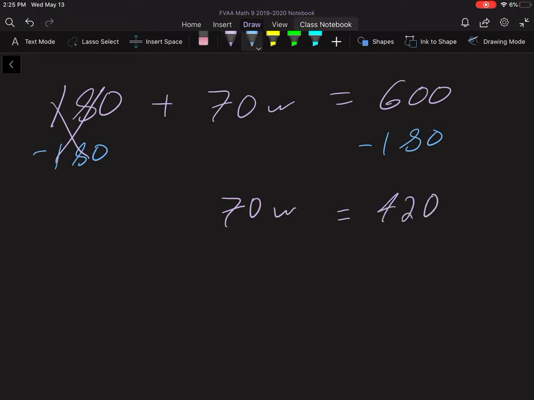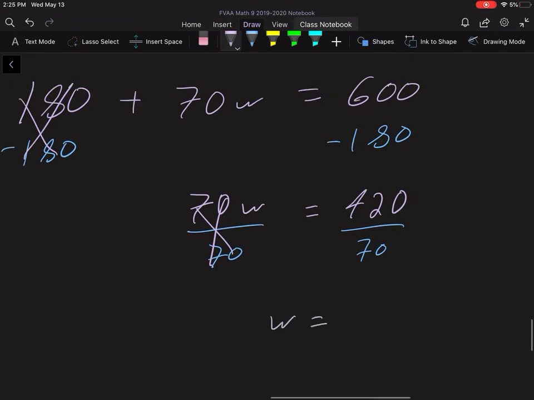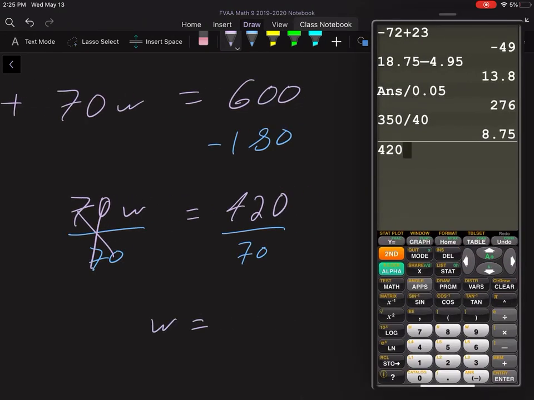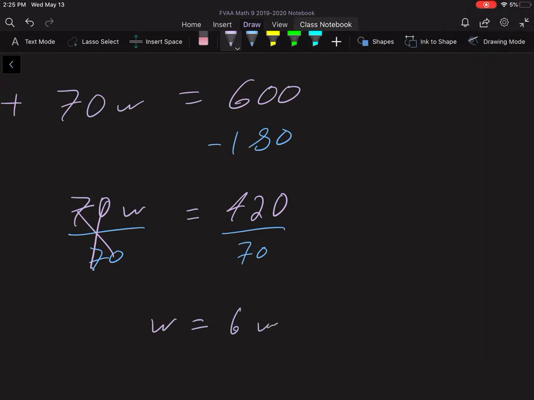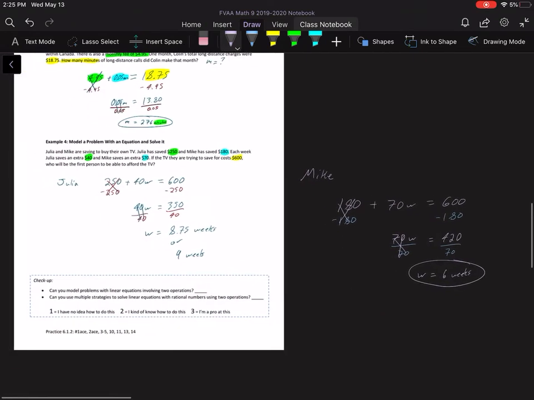And then divide both sides by 70, because it's 70 times W. That cancels that out. I get W is equal to 420 divided by 70, which is 6. 6 weeks exactly. Okay, so Mike is going to get the TV before Julia.